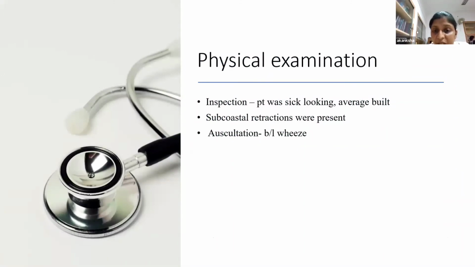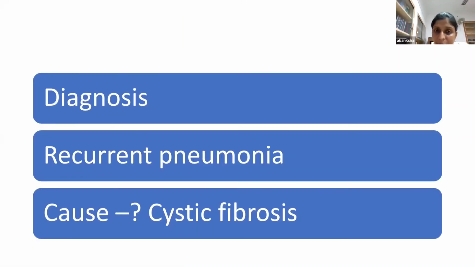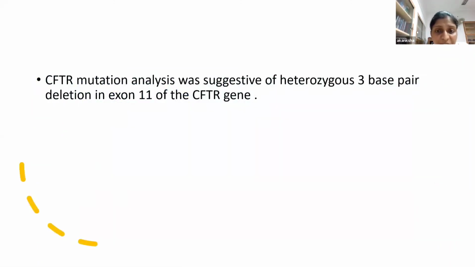Physical examination: on inspection, patient was sick looking, average build, subcostal retractions were present, respiratory rate was increased, and on auscultation bilateral wheeze was present. So since there was a clear-cut history of elder sibling having cystic fibrosis, first differential was kept that only, recurrent pneumonia caused by cystic fibrosis. CFTR gene mutation of this patient also came out to be positive and suggestive of heterozygous 3 base pair deletion in exon 11 of CFTR gene.